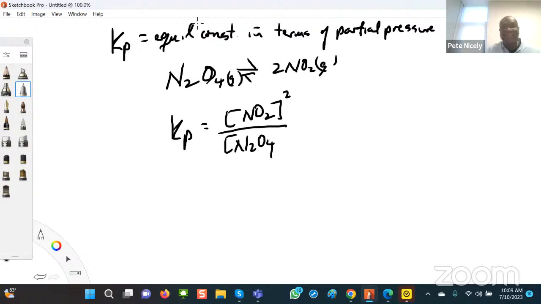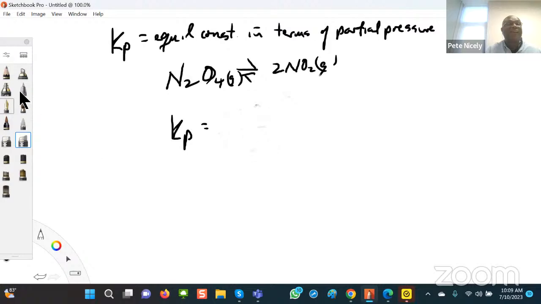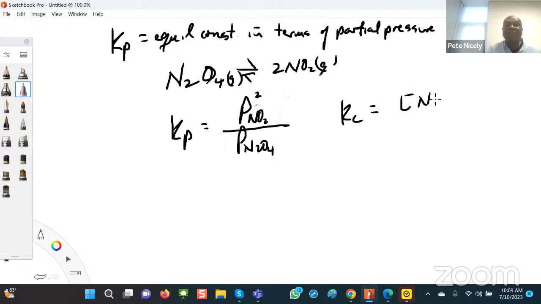I'm sorry, I'm really screwing up this time. It shouldn't be concentration, it should be pressure. So let me erase all this and go back here. This should be the pressure of NO2 squared divided by the pressure of N2O4. So Kp would be equal to this, and Kc would be equal to what we had before, the concentration of NO2 squared divided by the concentration of N2O4.